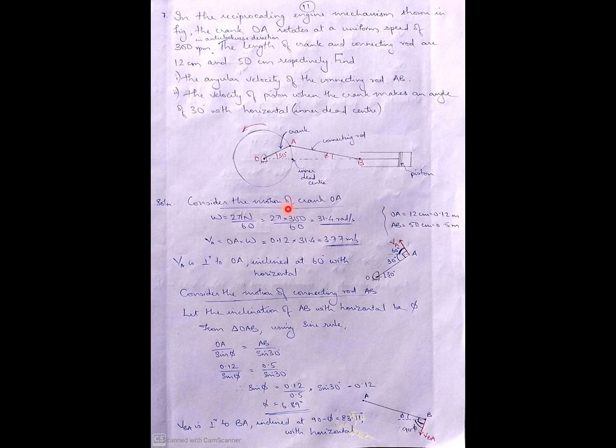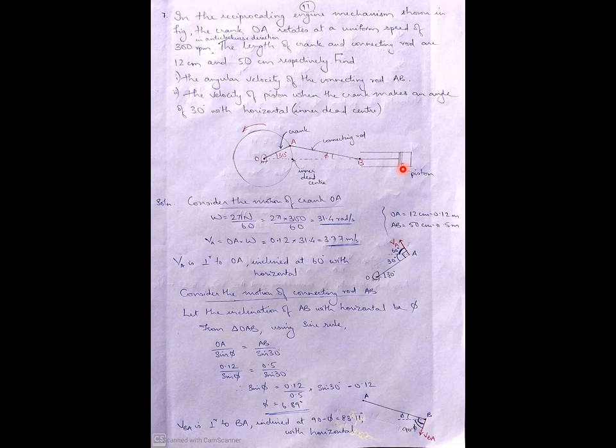In some questions, they will be giving the figure. In some questions, they won't give the figure. Anyway, here the figure is given. So let us see it carefully, how the figure is. In a reciprocating engine mechanism, there are some parts like there is a circle. This is the crank. There is a crank in it. Then there is a connecting rod and there is a piston.